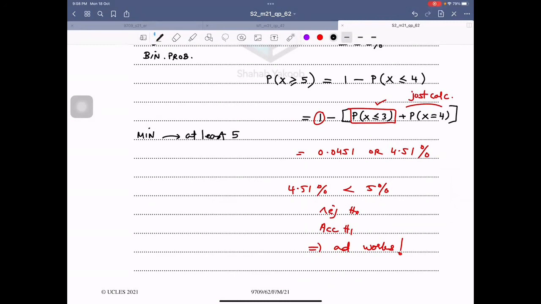And the critical region is x is greater than or equal to 5. And probability of type 1 error is actually probability of critical region, which is x is greater than or equal to 5, which you just calculated, which is 4.51%. So that is the true significance level, and that is the probability of type 1 error at that particular point.